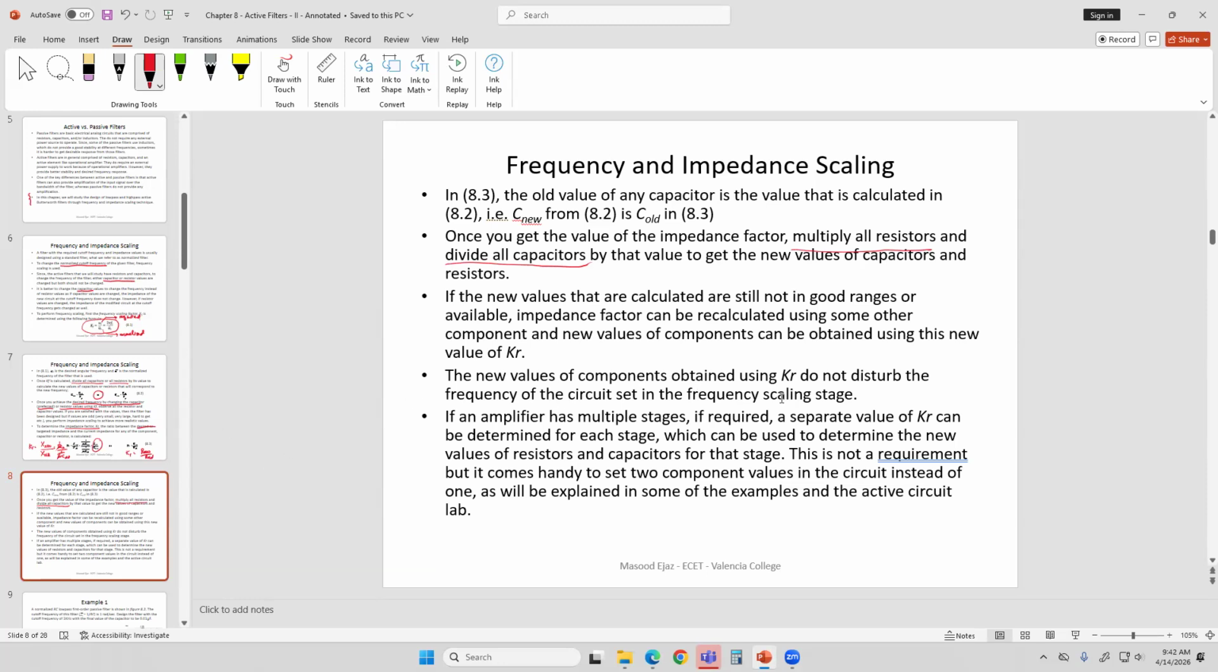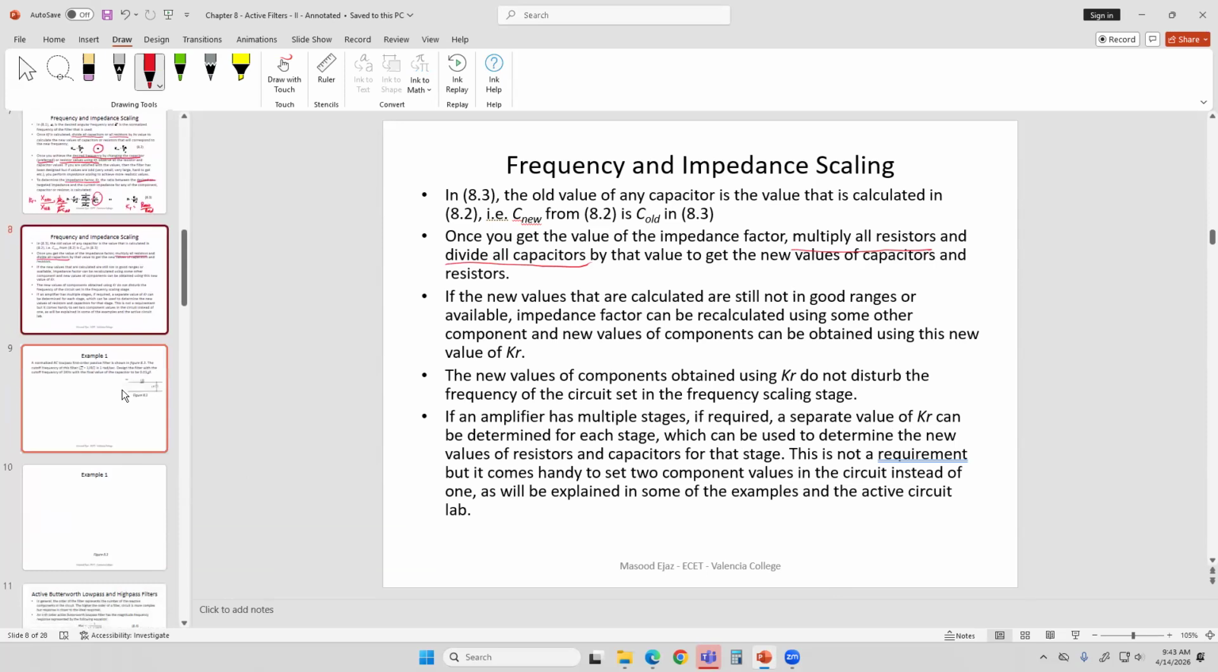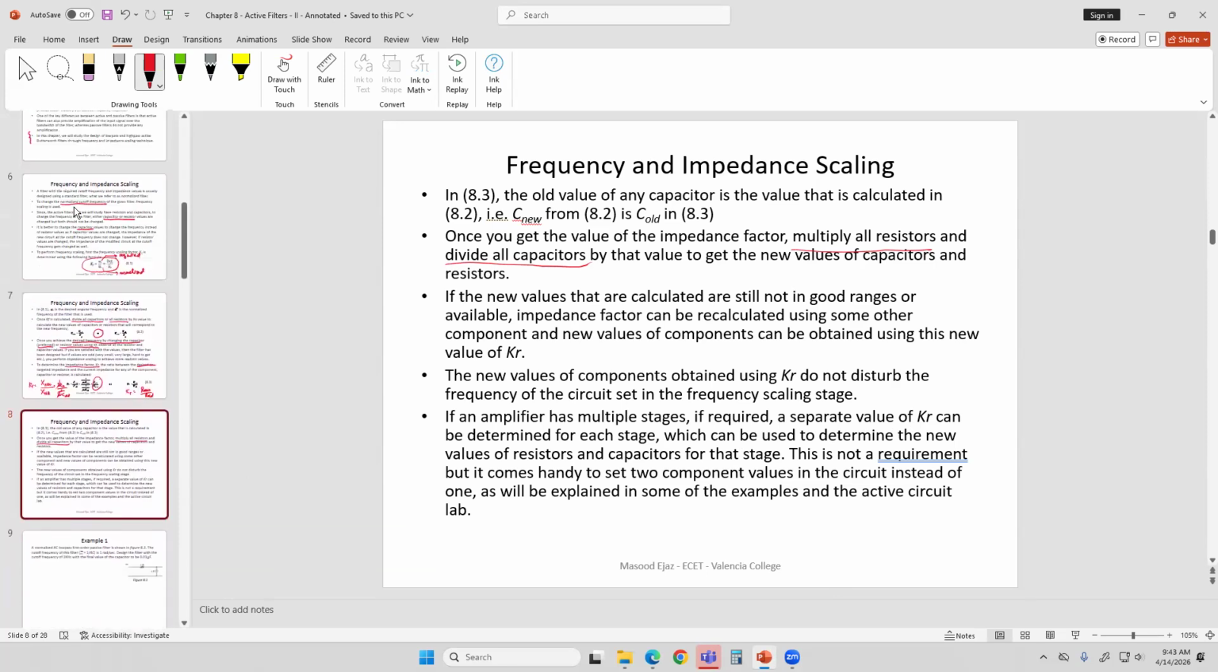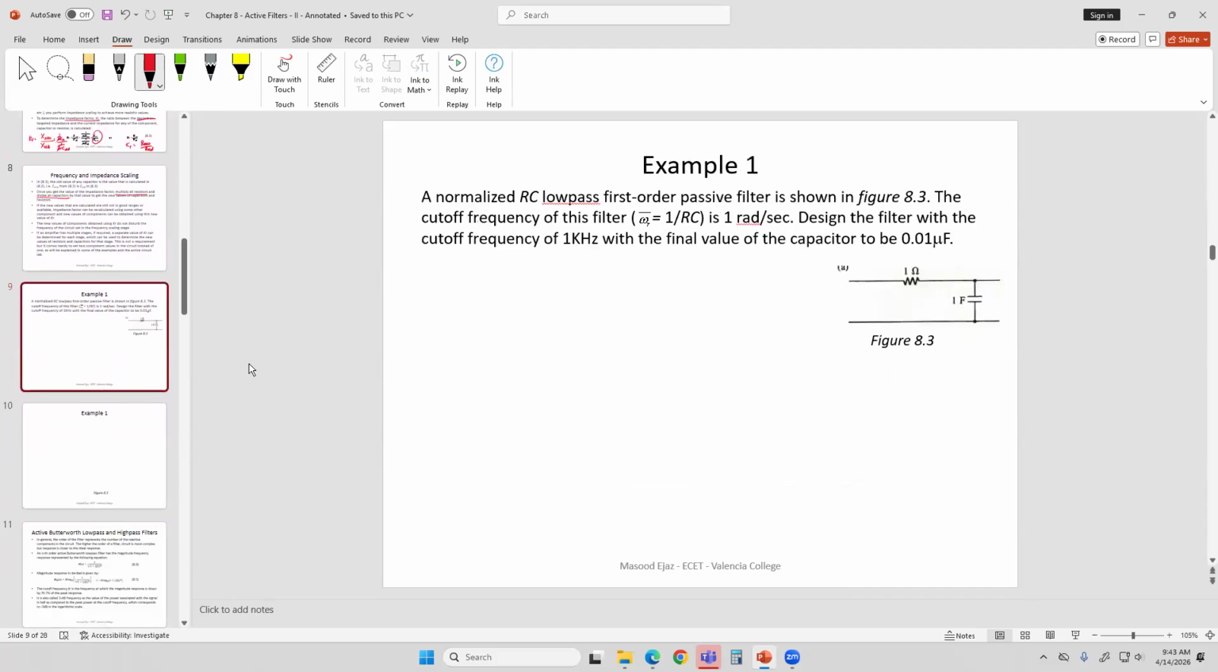The new values of components that you obtain using the impedance scaling factor do not disturb the frequency of the circuit that you set using the frequency scaling stage. If an amplifier has multiple stages, you can choose a new value of Kr for each stage if you want, or keep the same value of Kr, and then calculate the new values of capacitor and resistor for each stage separately. So these are the two things we will be doing from this point on in order to design filters: scaling of the frequency and scaling of the impedance.